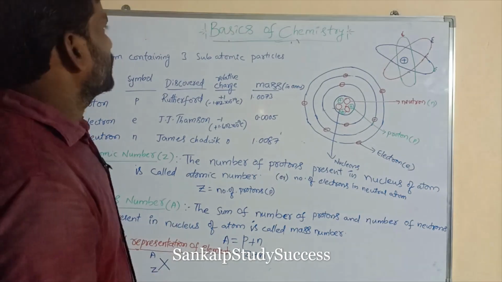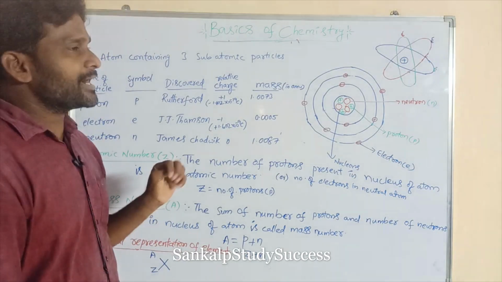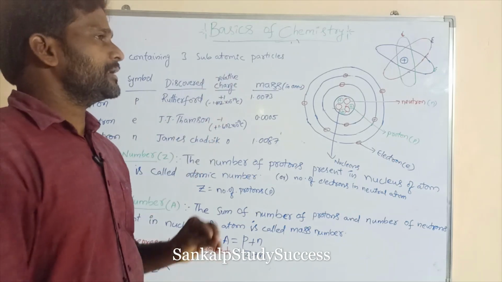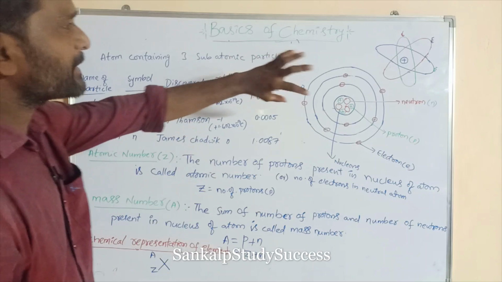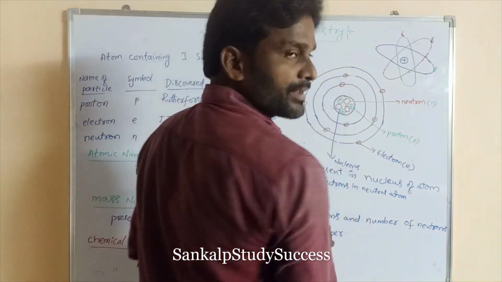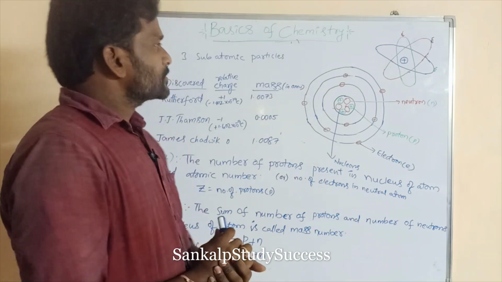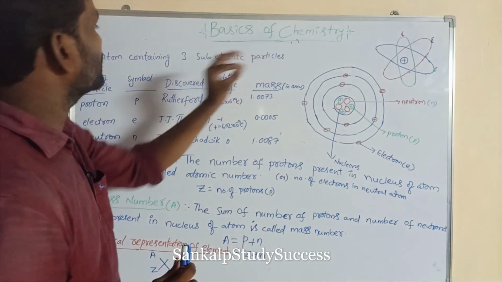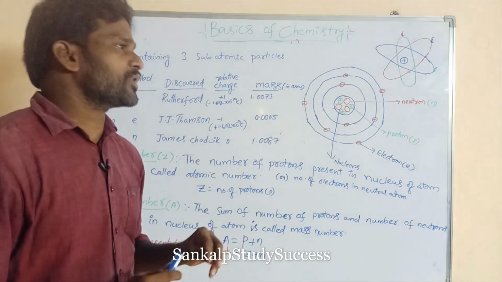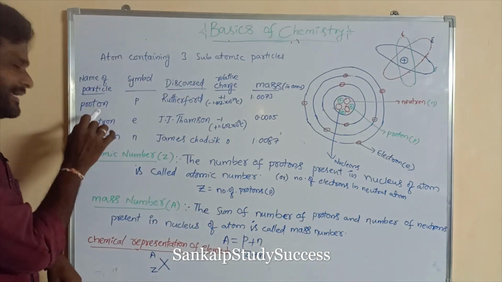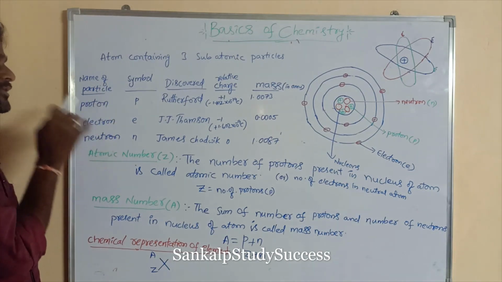Right. Now, it is already said that an atom is the indivisible or smallest particle of matter, right? An atom is spherical in shape, like a ball. An atom contains three subparticles. What are they? Proton, electron, neutron.